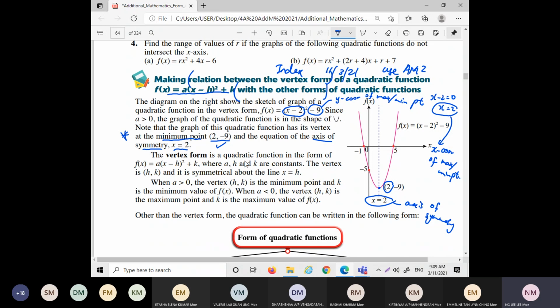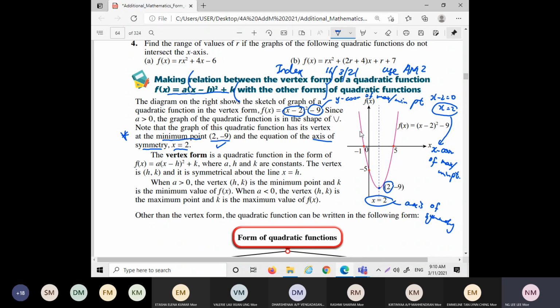So the vertex form of a quadratic function is in this form, where a, h, and k are constants. The vertex is (h, k), and it is symmetric about the line x equals h. When a is positive, the vertex (h, k) is the minimum point, and k is the minimum value of f(x). k is the minimum value.